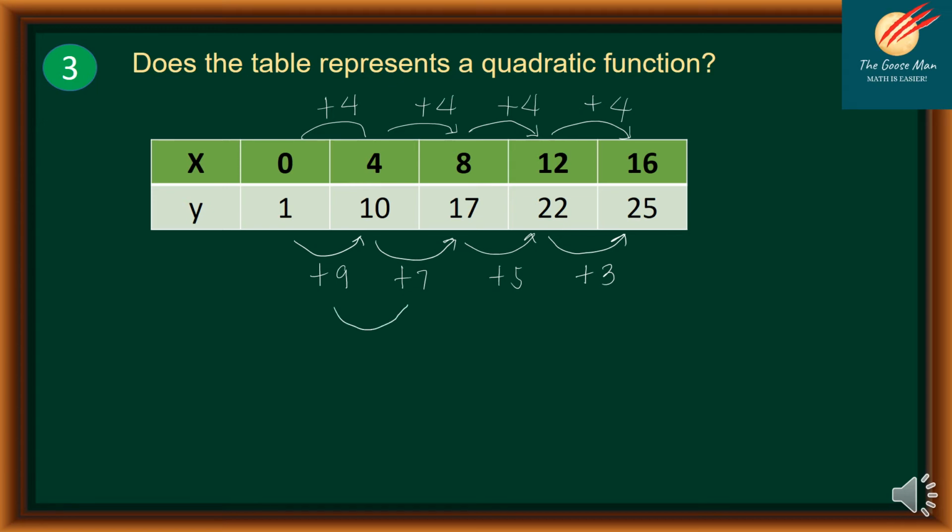Okay? So observe that from 9 to 7, you subtract actually 2. So 9 minus 2 will give us 7. Also, 7 minus 2 will give us 5. Then 5 minus 2 will give us 3. Since we have the same differences on the second differences, therefore we can say this is a quadratic function.